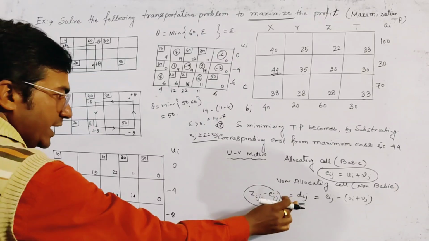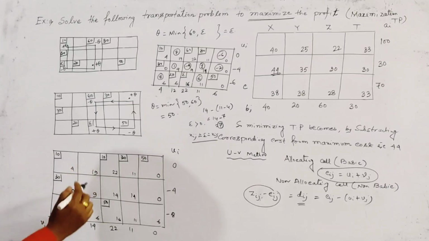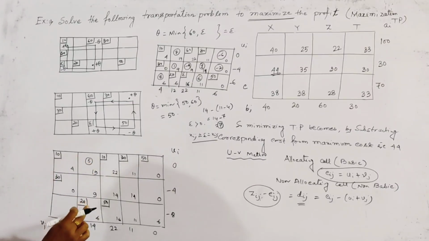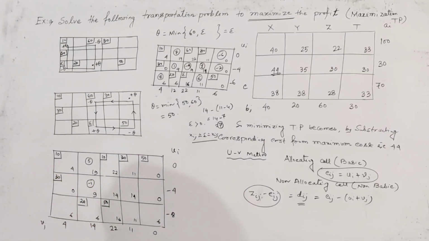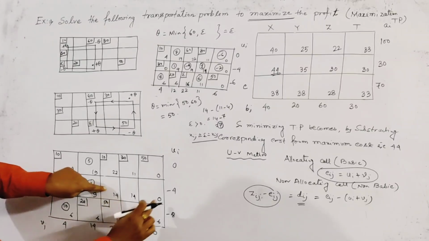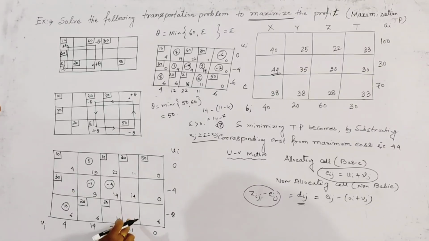Now we calculate Dij again. How to calculate Dij for this cell? This is 14 plus 0, 19 minus 14, this is 5. And for this cell, this is 9 minus 10, this is minus 1. This is 6 minus minus 4, this is 10. This is 14 minus 18, so minus 4 here. This is 11 minus 8, so this is plus 8. This is 6 plus 8, this is 14, and for this cell this is 4.